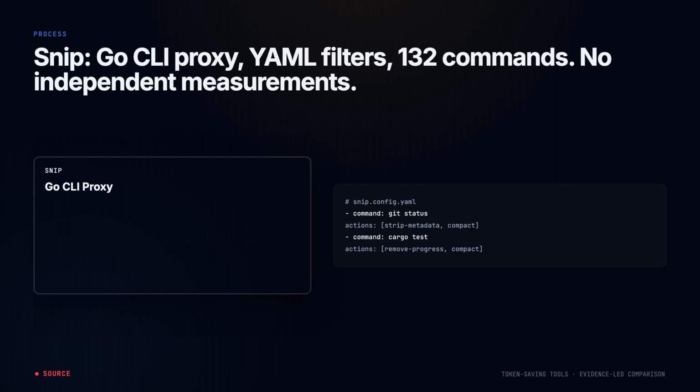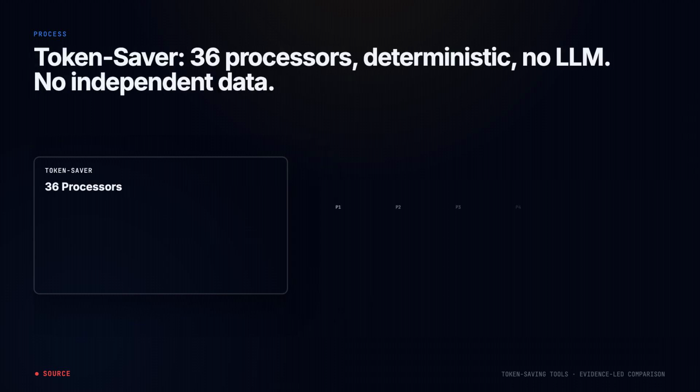Snip is a Go CLI proxy with declarative YAML filters for 132 commands. It is lightweight, runs locally, and requires no LLM calls. No independent measurements exist yet, so the claimed 60 to 90% savings remain unverified. Token Saver uses 36 specialized processors with deterministic, no LLM compression. It claims 60 to 99% savings. The deterministic approach means no LLM overhead, but it cannot adapt to content variations the way a learned model can.